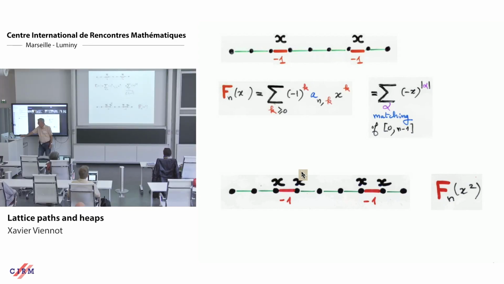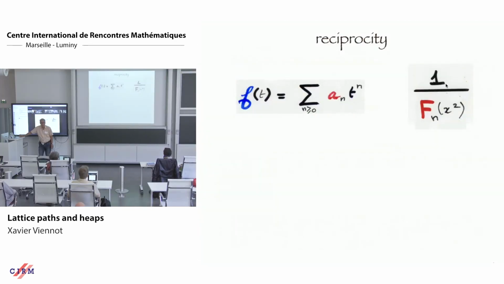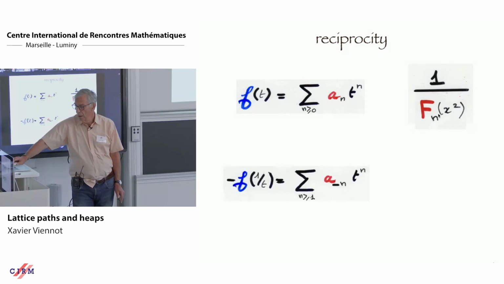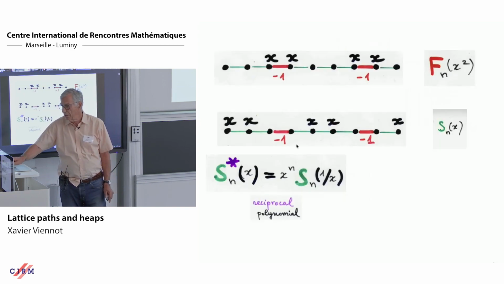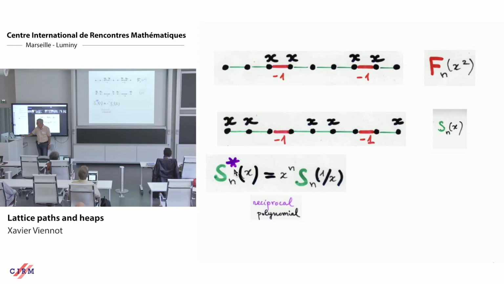And so the reciprocity theorem: you have to take the inverse of the generating function of heaps of dimers, and taking the inverse of t means that this is the generating function for this polynomial, trivial heaps of dimers, and taking the inverse is taking the reciprocal polynomial. So you have just to change the xx, you put them here on the fixed point. Taking the reciprocal, it's just passing from this to this.